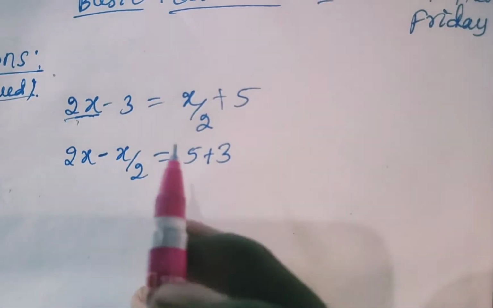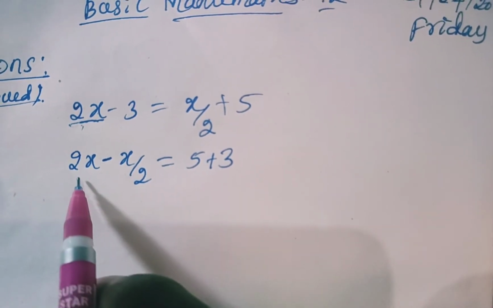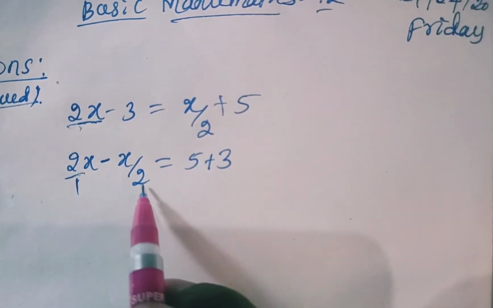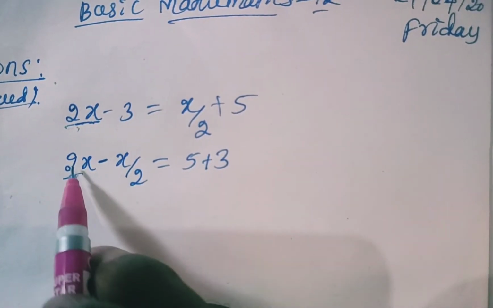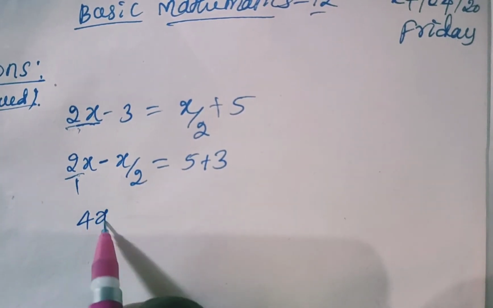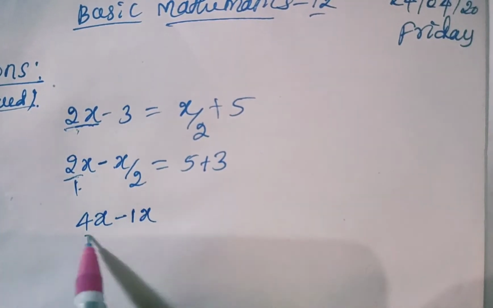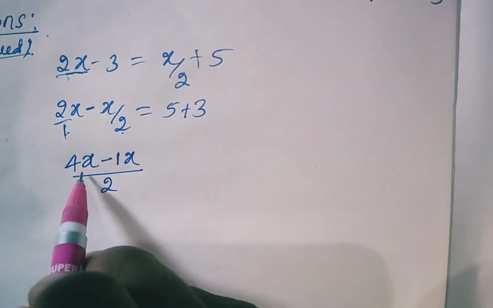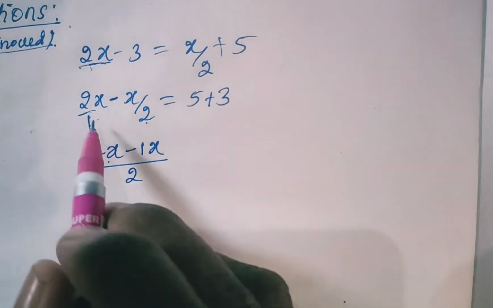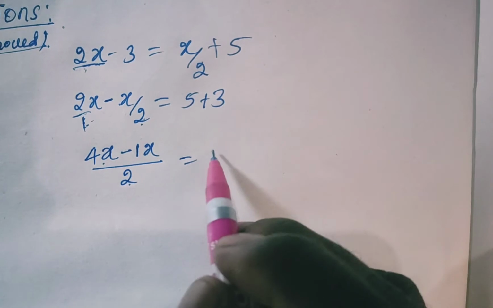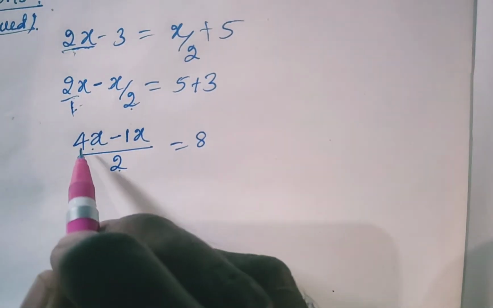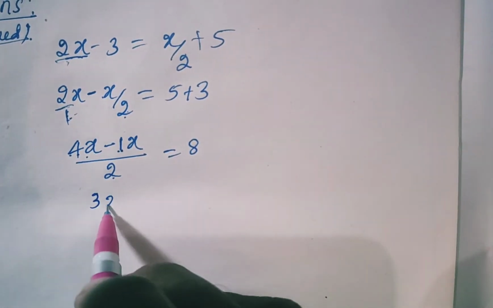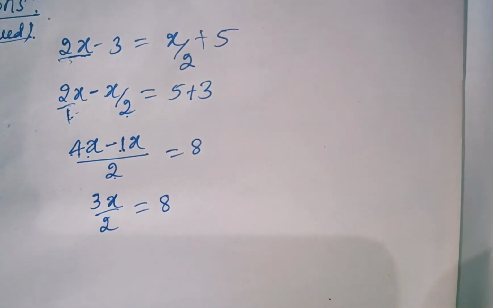Now, here this is fraction, but this is not the fraction. Here 2 by 1, make it fraction. Now, take LCM to make denominator same, or else cross multiplication. 2 will be multiplied here, 2 into 2 is 4. 4x minus 1 into x, 1x, divided by 1 into 2, 2, is equal to 5 plus 3, 8. Now 4 minus 1, this is subtraction again. 4 minus 1, 3. 3x divided by 2 is equal to 8.